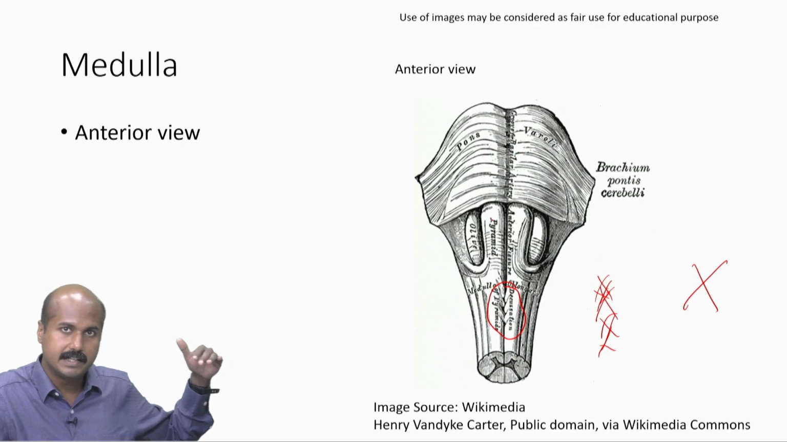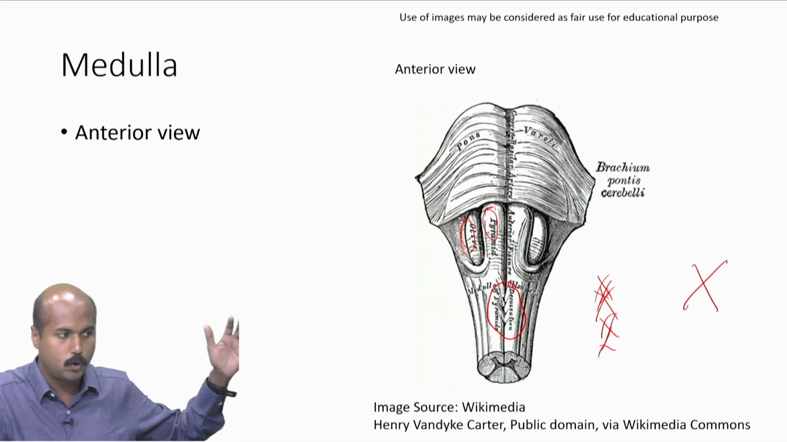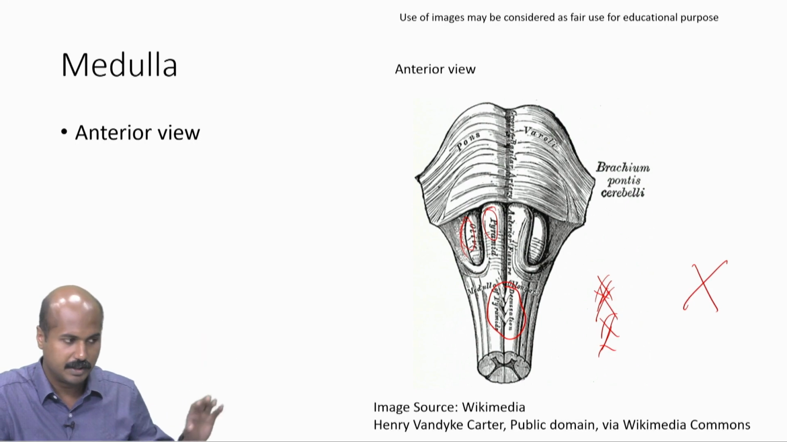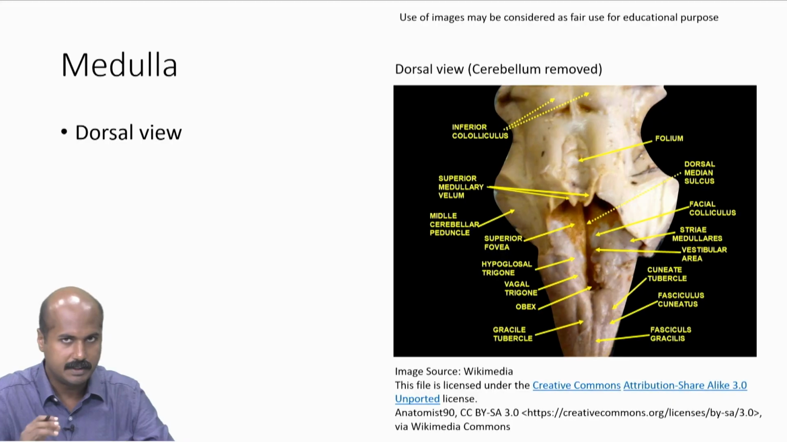Pyramidal decussation is seen in the lower part of the medulla, but the pyramid is seen in the upper part of the medulla. The olive is also seen in the upper part of the medulla. Now these are the most important features that you see in the anterior view of the medulla oblongata.